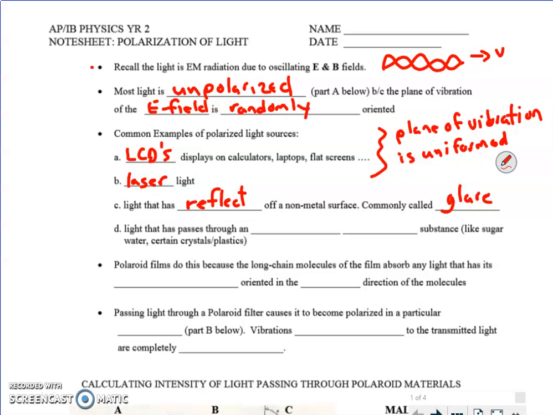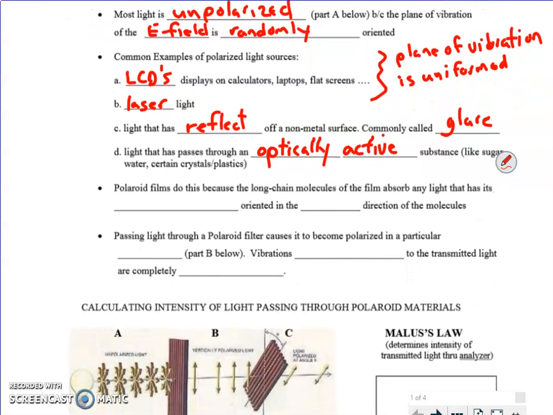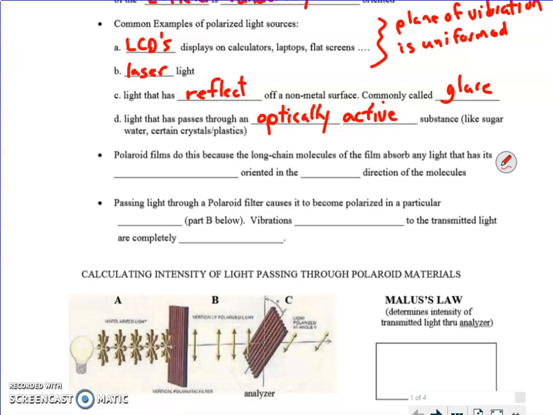Another way you can polarize light is you can have it pass through what is called an optically active substance. In other words, certain substances, especially sugars and certain crystals, especially crystals in LCDs, will cause unpolarized light to reorient into the same plane and come out polarized. And you can do some interesting things with those.